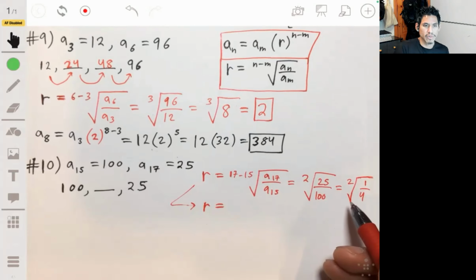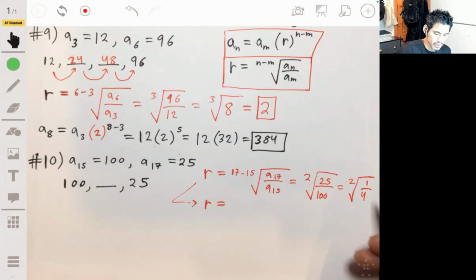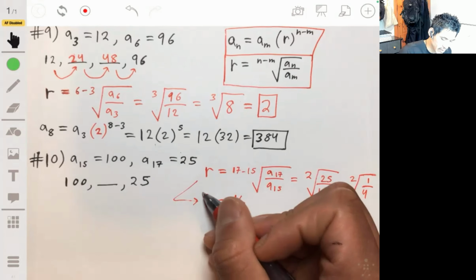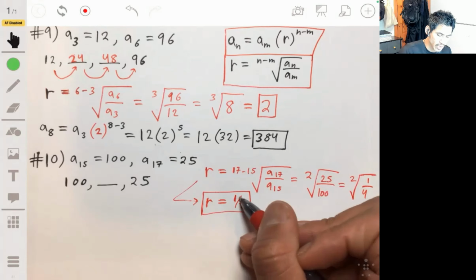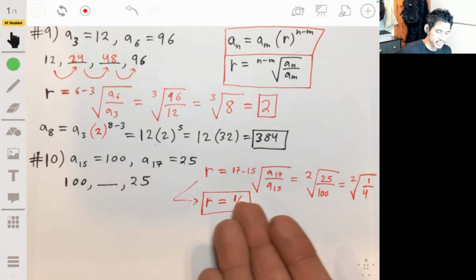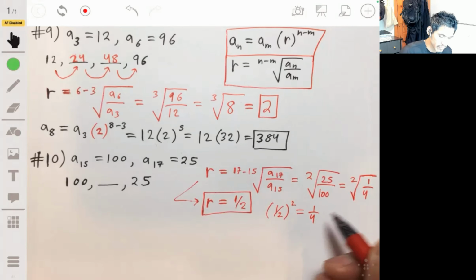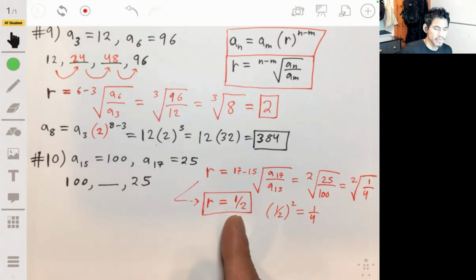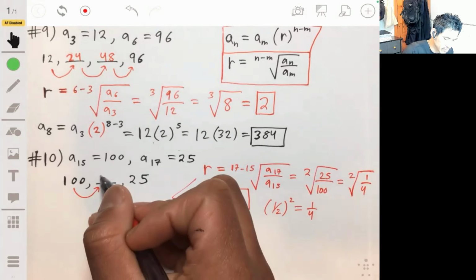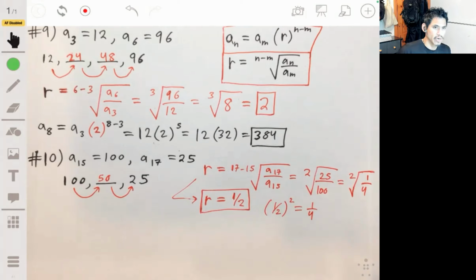The second root is just a square root, because it's the number raised to the second power. That means r will be 1/2, because 1/2 times 1/2 is 1/4. 1/2 to the second power is equal to 1/4. Again, let's verify that this is correct. If we take half of 100, we get 50. Half of 50, we get 25. So we know we're good there.